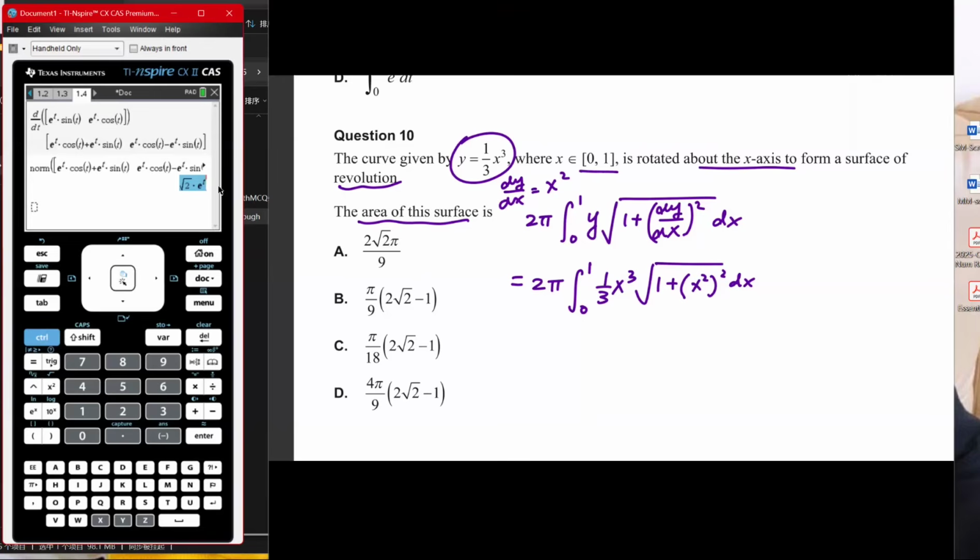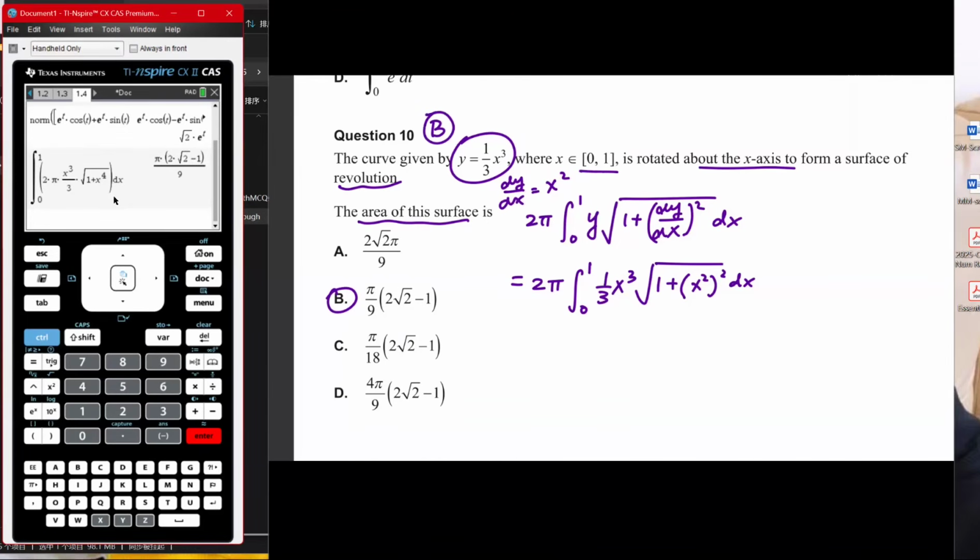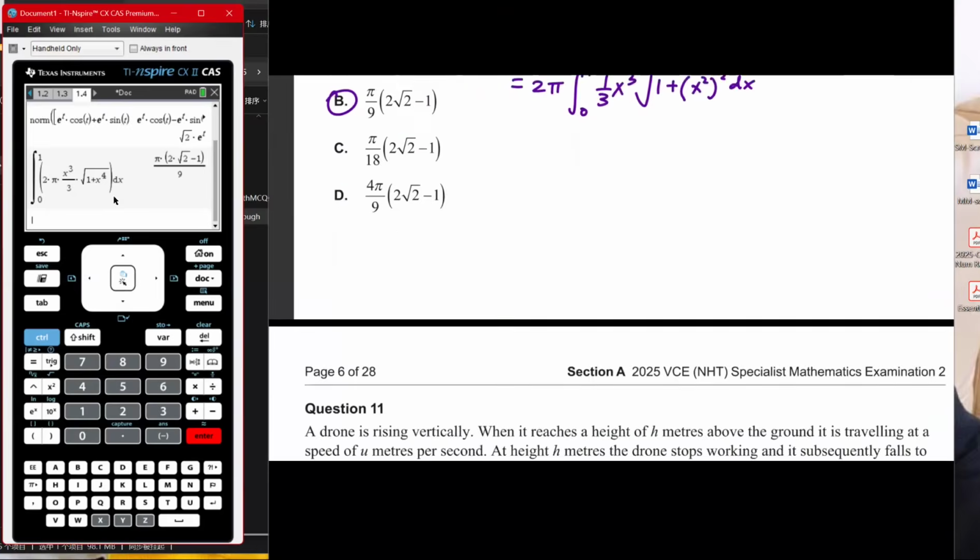And because we are having the privilege of a perfect square, I'm just going to go for 0 to 1, 2π times a fraction, x to the power 3 divided by 3. And then I multiply this by a square root, 1 plus x to the power 4. Make sure you square this function, okay? So we have π over 9, 2 root 2 minus 1, option B. These multi-choice questions are super easy, very doable.